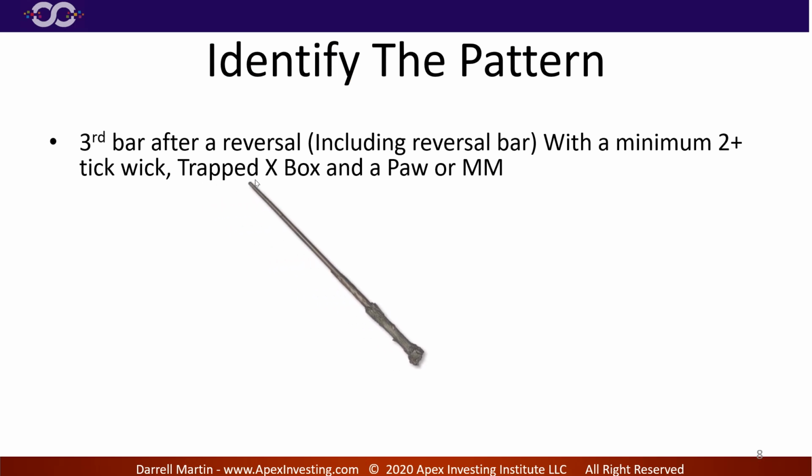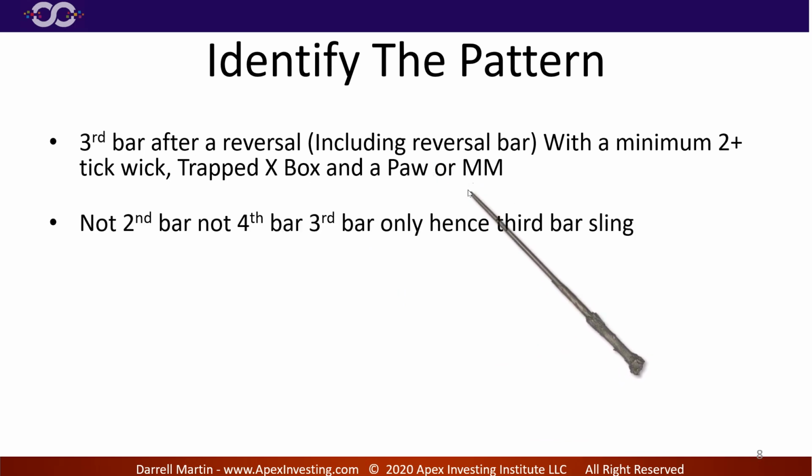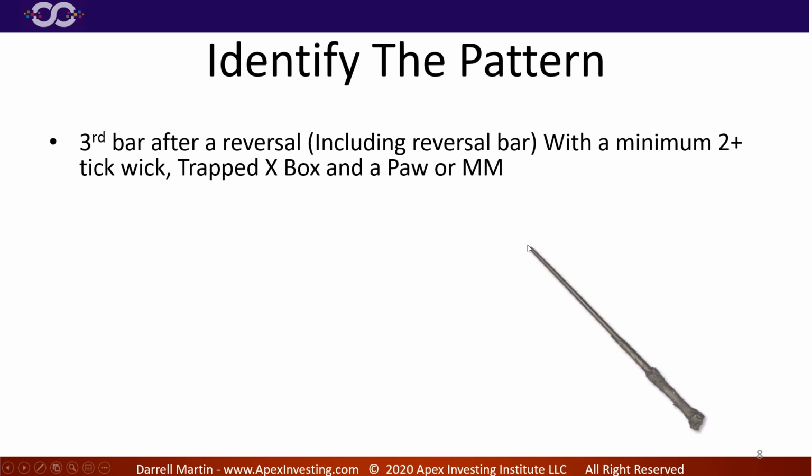And it has to have a trapped X box. And it needs a paw or a mini magnet, either one. Again, this is not the second bar. It's not the fourth bar. It is the third bar, hence third bar sling.